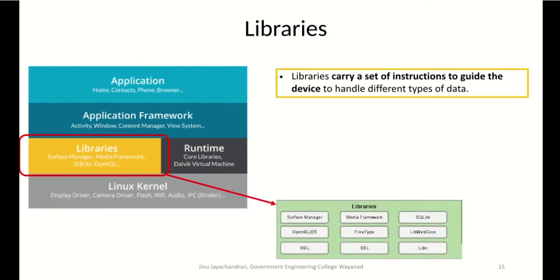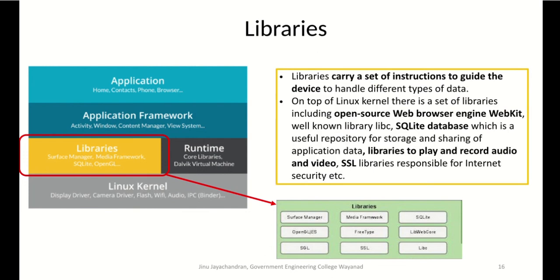So the next layer is library. Libraries carry a set of instructions to guide the device and to handle different types of data. There are different modules in library: Surface Manager, Media Framework, SQLite, libc, SSL, FreeType, OpenGL, SGL. These are standard libraries in any operating system, and you can have these libraries in Android also.